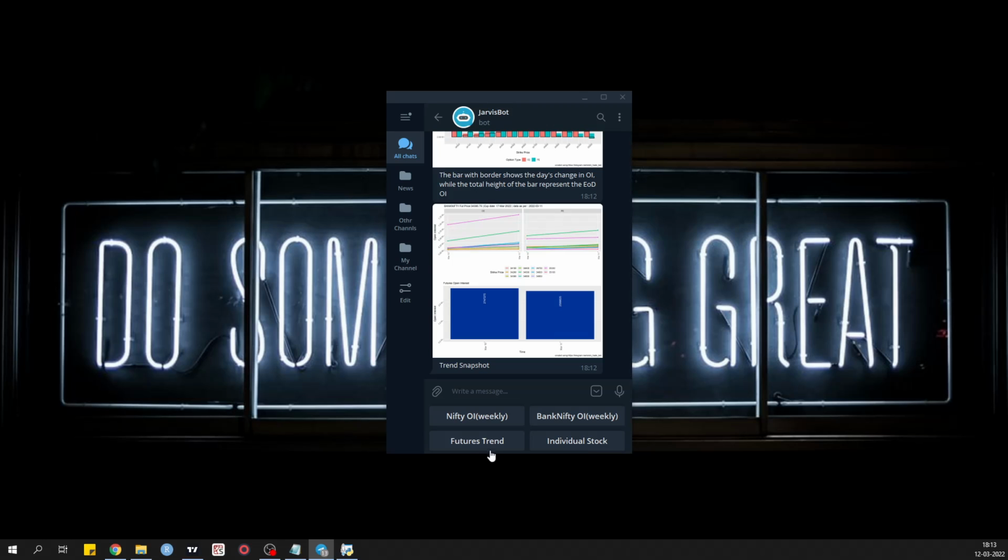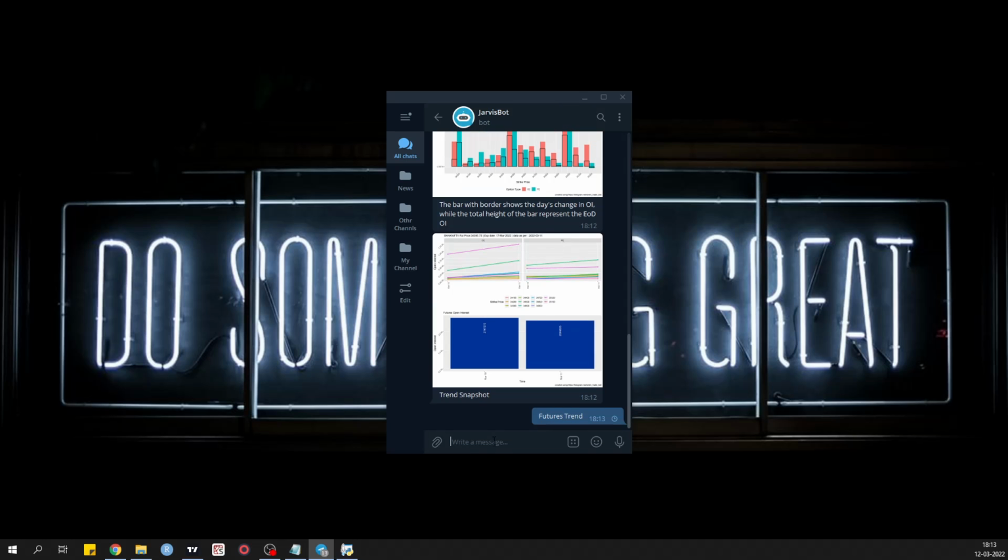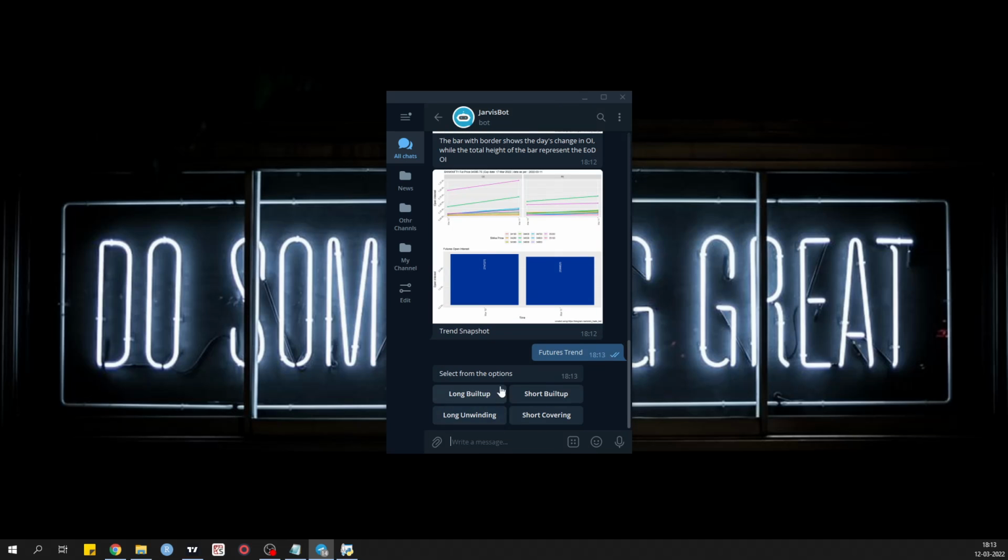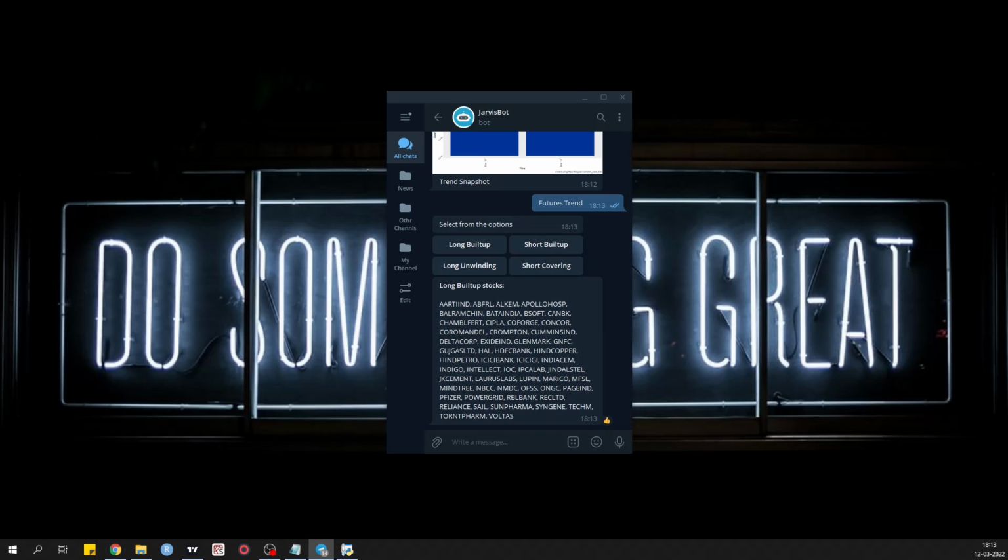The other option that we have is futures trend. Clicking on it, it shows: select from the options below. So long build up, short build up, long unwinding, and short covering. Each option gives the relevant stocks falling under the particular category. So for long build up, as we click, it gives RT Industries, Alchem, Apollo Hospital, Balaram Chini, Aditya Birla Fashion Retail, Bata India. These are the stocks that fall under long build up.